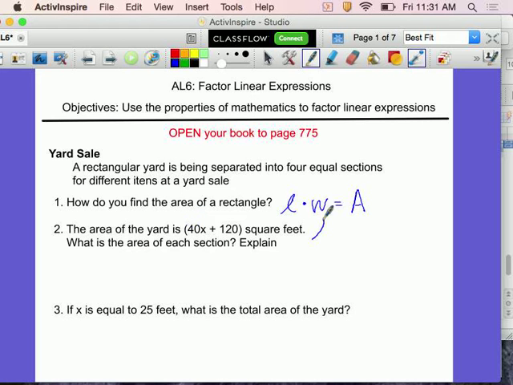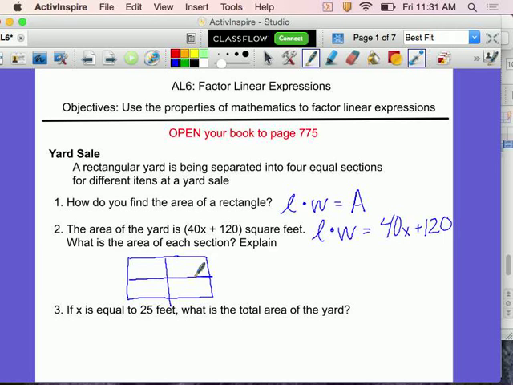So I know that my length times my width equals the area, which is 40x plus 120. And I know I have 4 sections, so I'm going to set up my paper like we did with the algebra tiles, except I'm going to have 4 sections. And all together these 4 sections have to be 40x plus 120. So then what's the area of each section? So go ahead and pause the video and take a couple answers from students if they have an idea.